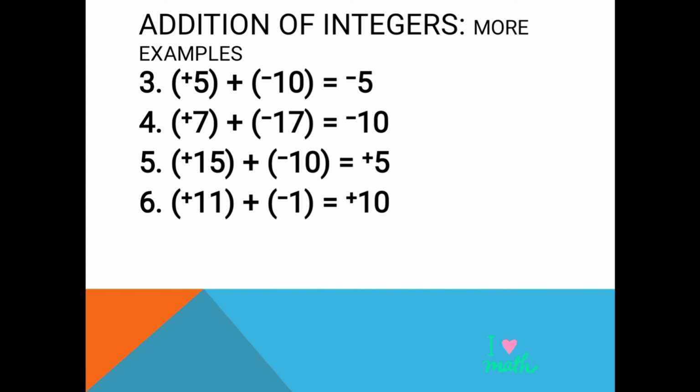Next, number 4. Given positive 7 plus negative 17. Again, it's different signs, so subtract. So 17 minus 7, that is 10. Then copy the sign of the bigger number. Again, that is negative. So your final answer is negative 10. Next, number 5. Positive 15 added to negative 10. Again, different sign. Subtract 15 minus 10. That is 5. So what is the sign of the bigger number? Positive. So you write positive 5, or you can have 5 also.